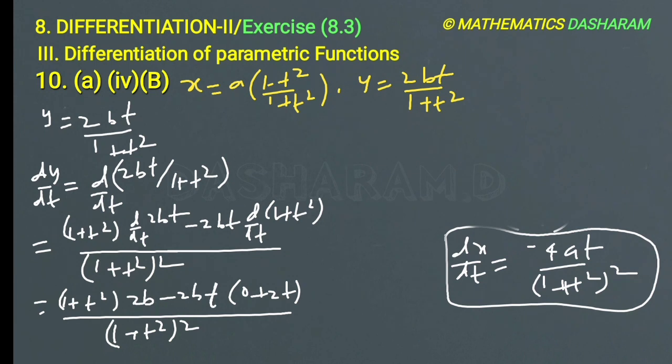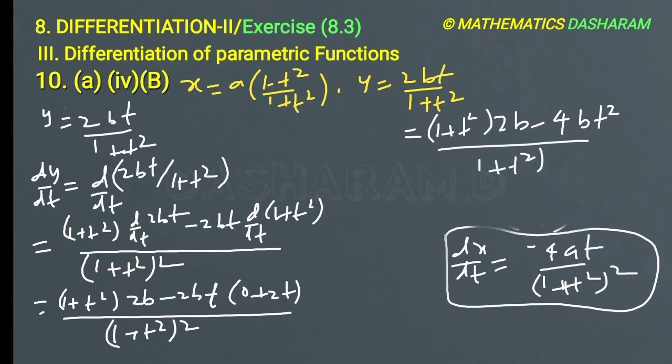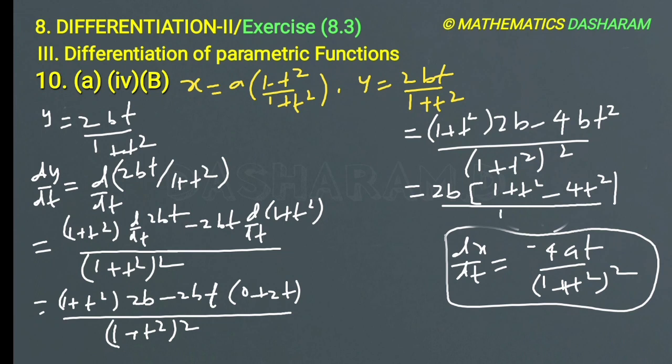So it is equal to 1 plus t square into 2b here minus 4bt square divided by 1 plus t square whole square. So now here I am taking the 2b common. Take the 2b common. 1 plus t square minus 4t square divided by 1 plus t square whole square.